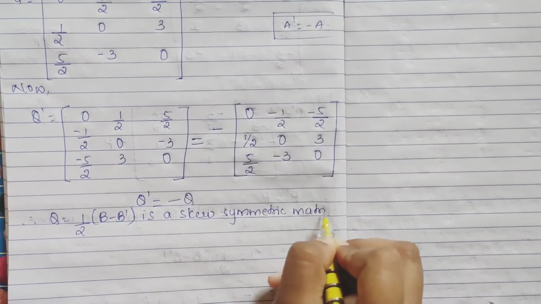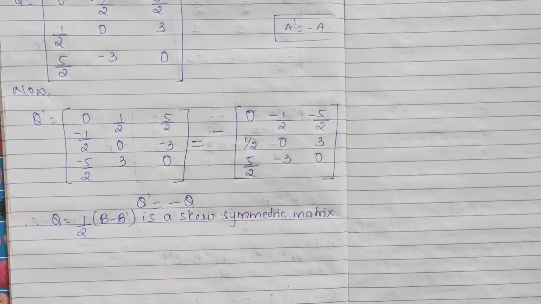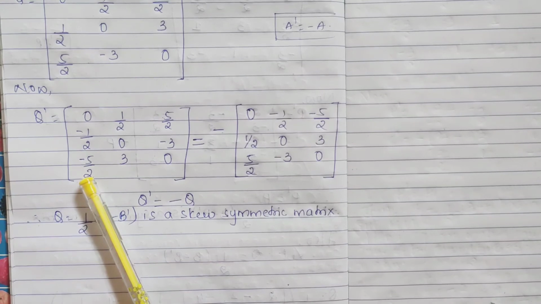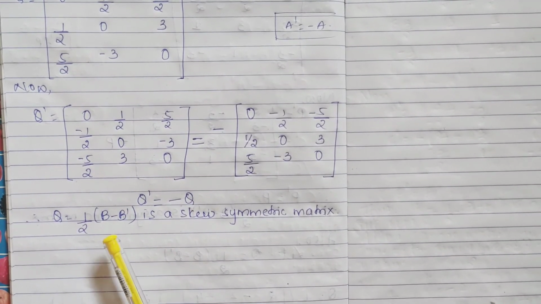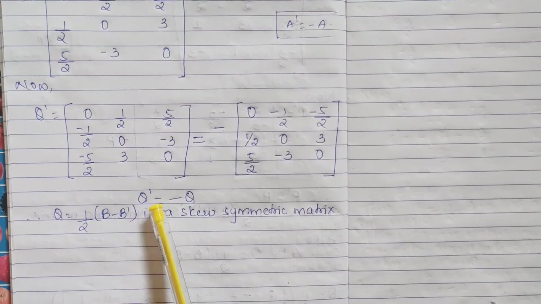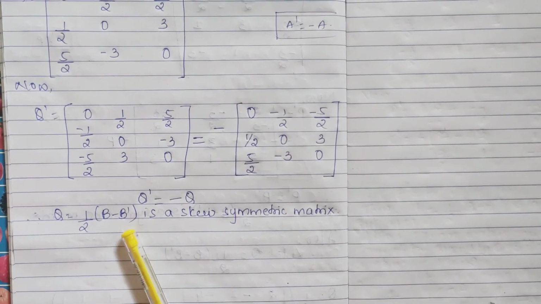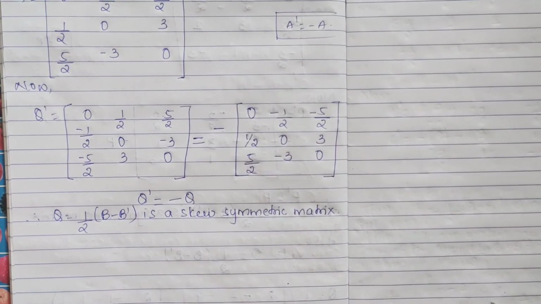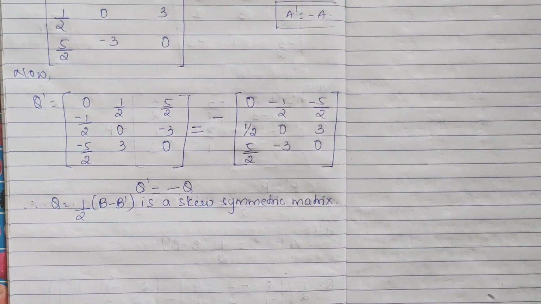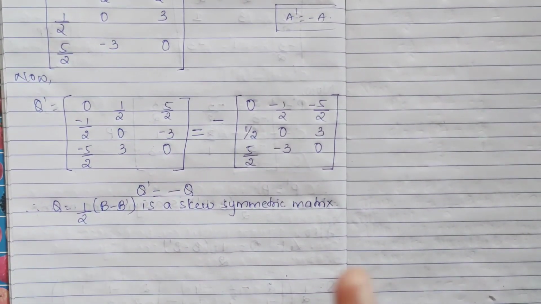So you have shown both symmetric and skew symmetric. Your P, that is half of B plus B transpose, is a symmetric matrix. Half of B minus B transpose is a skew symmetric matrix. Now did you understand the theorem I had shown you? This is symmetric and the other one is skew symmetric. Therefore, any square matrix can be expressed as a sum. Finally, P and Q you have to add, and the answer should be your actual matrix B.